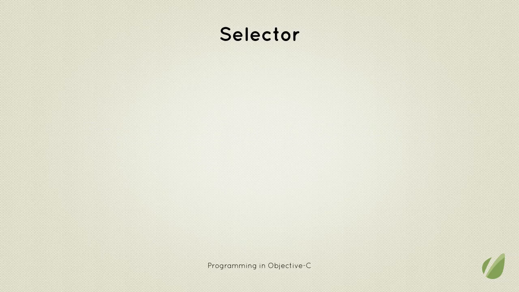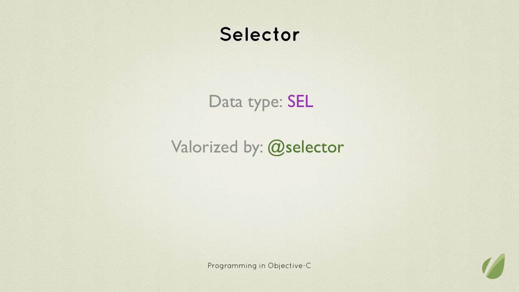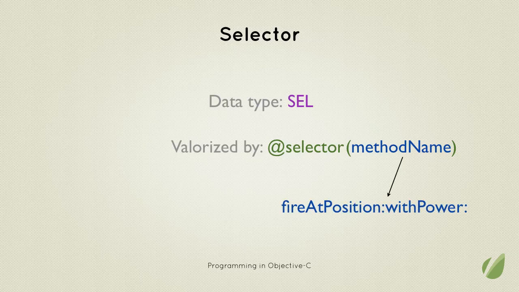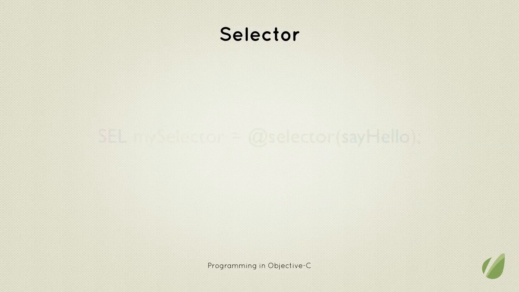A selector is a way to refer to a method with its name. It's a really special construct and it's at the base of the Objective-C messaging system. Selectors are assigned to a type named SEL, and they can be created with the directive @selector that takes the method name as parameter. From the lesson about messages, you remember that a method name is split over the number of its arguments. So for example, fire:atPosition:withPower: is an example of a selector definition.